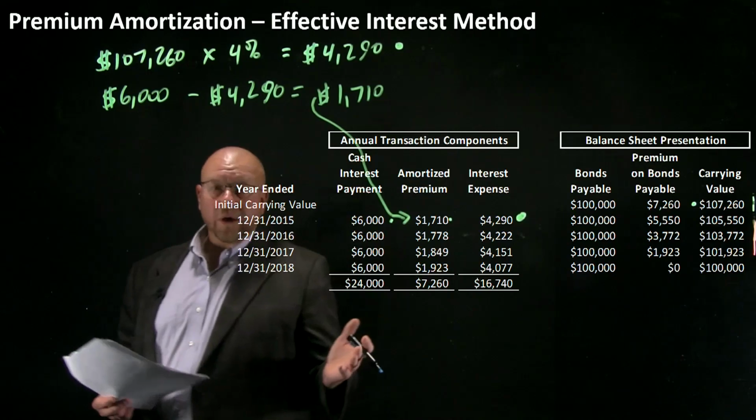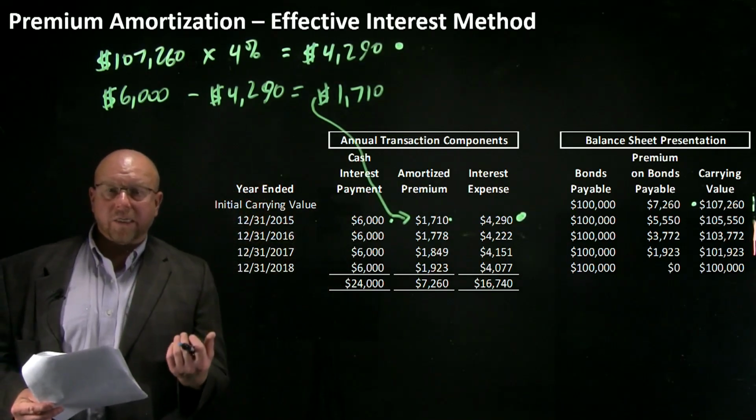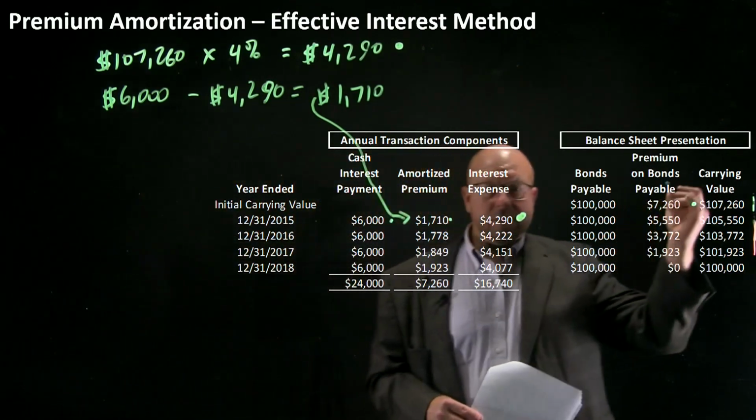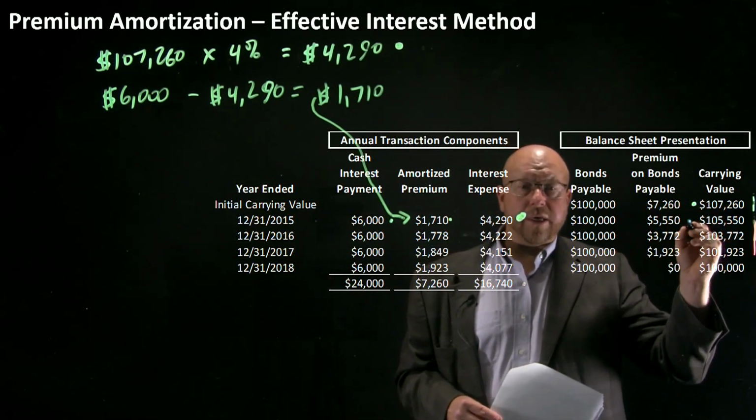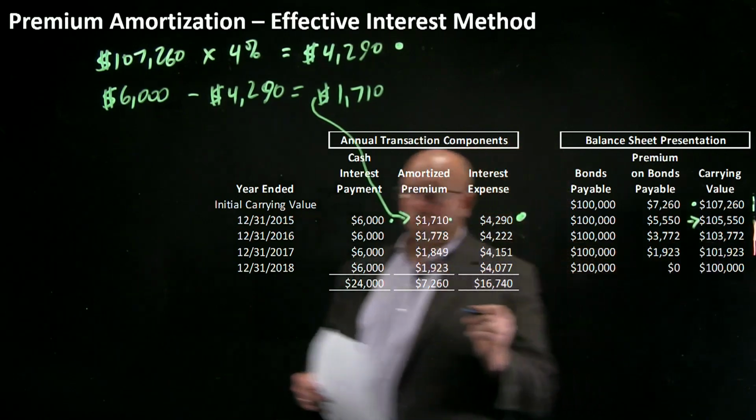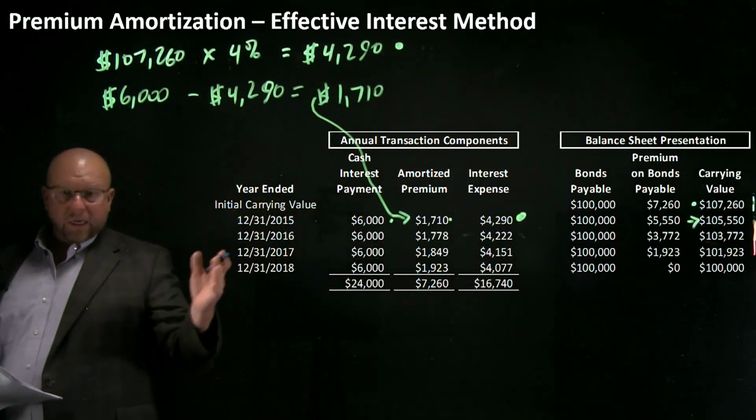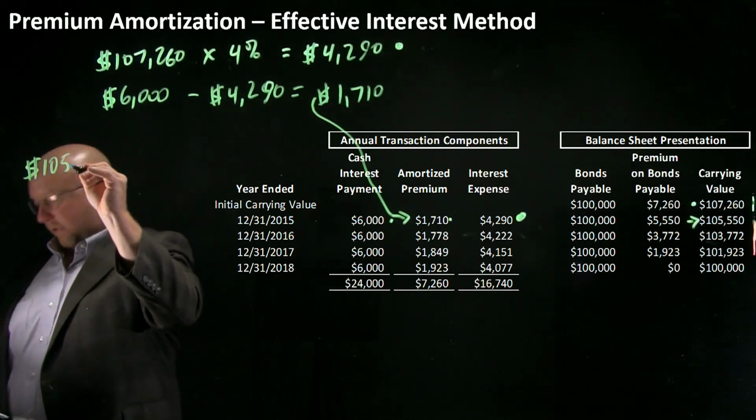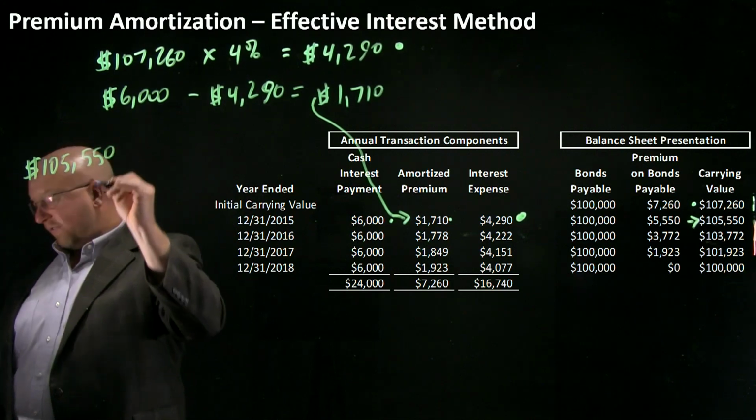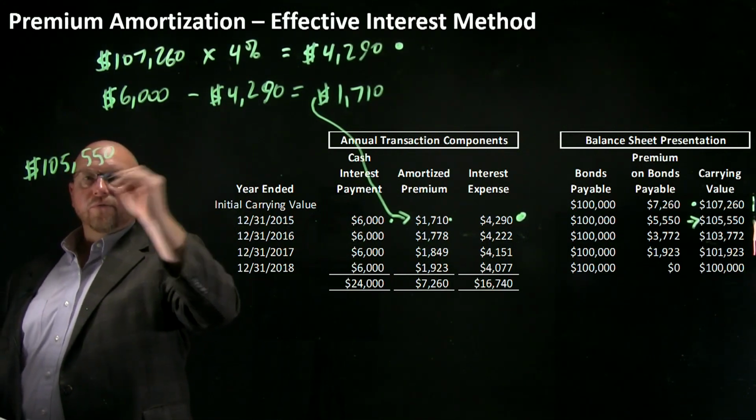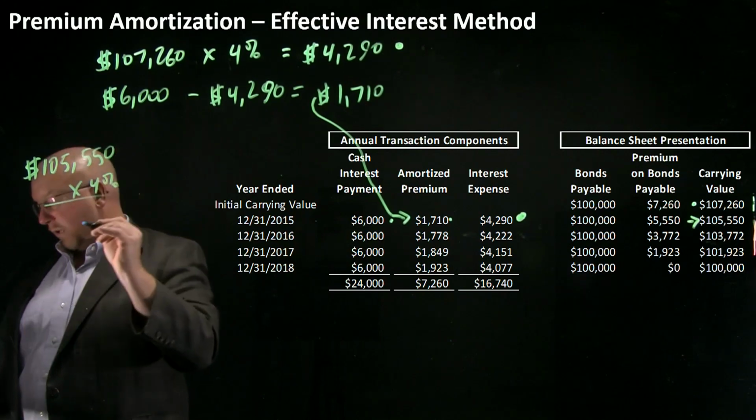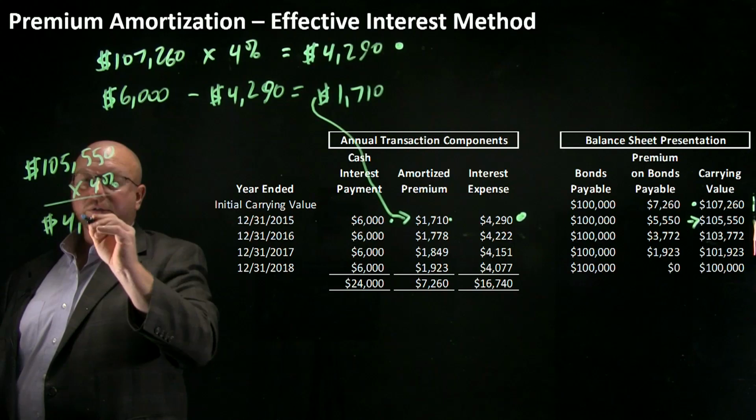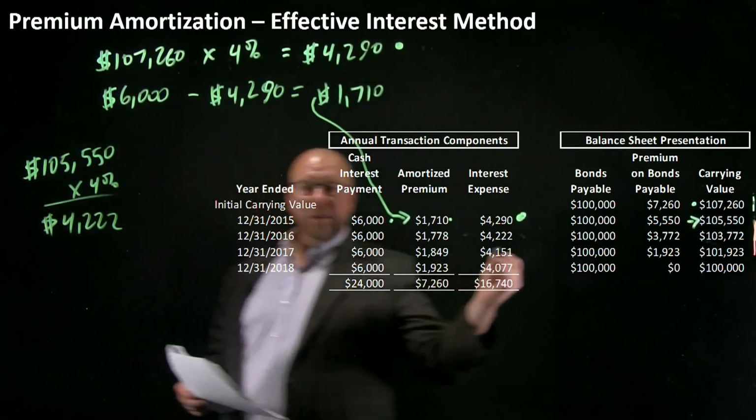Okay? That's how we would calculate the interest expense and the amortized premium for the first period. And then what we would do is, since the premium on bonds payable is getting smaller, we have a new carrying value. So when you get to the next year, in this case 2016, we take the new carrying value, 105,550, multiply that times 4%, and we get an interest expense, in this case, $4,222.